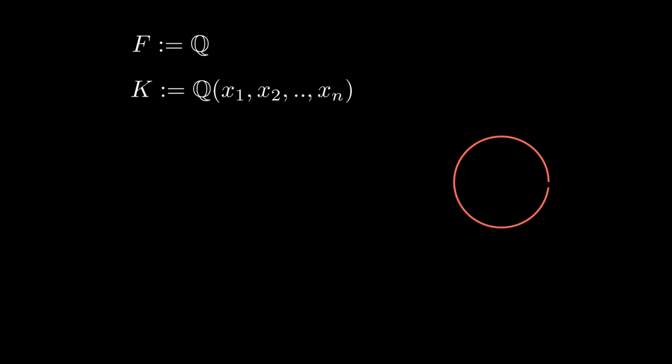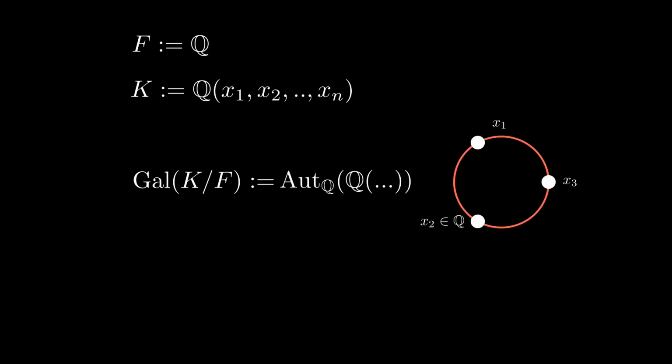Suppose you start with a base field, like the rationals, Q, and build the smallest field that contains all the polynomial's roots, let's say K. Then you ask, what are the symmetries of this larger field that leave the base field untouched? These symmetries form a group. Today we call it the Galois group.